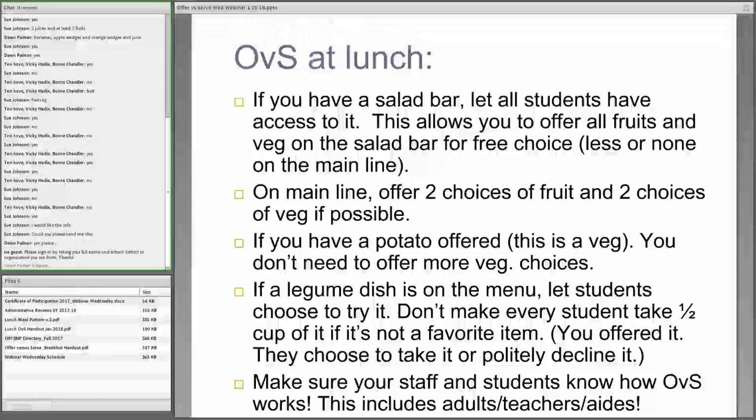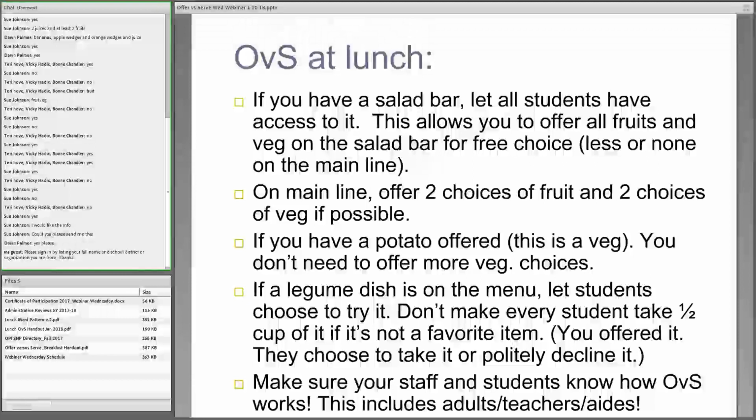Or if you are just doing your fruit or vegetables on the main line, see if you can offer 2 choices of fruit and 2 choices of vegetables daily if possible. Remember that if you have a potato offered, this is a starchy vegetable. Now most students will take a potato, and so they don't need to have the other vegetable on their tray for that meal. They wouldn't even need a fruit on their tray if they have half cup of potato. So make sure you're not overserving your fruits and vegetables on a meal that has a potato on it, but do have those available in case the students want those.